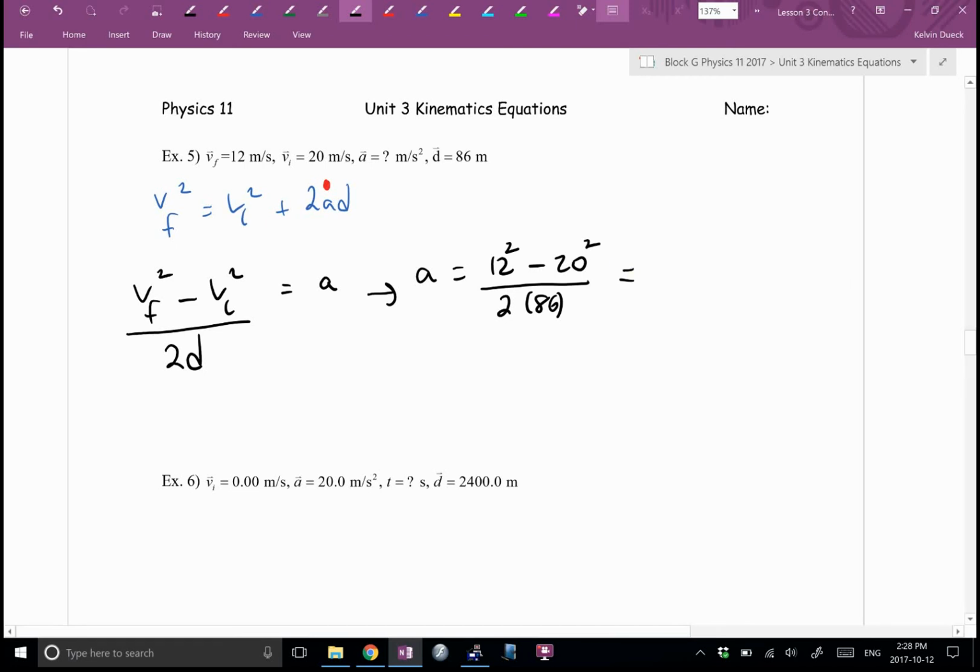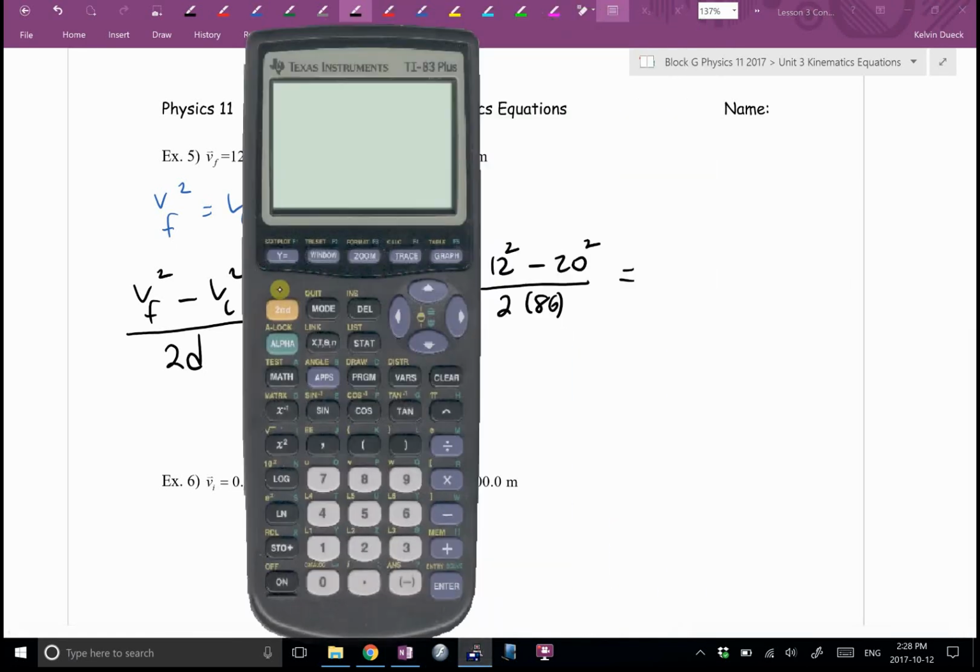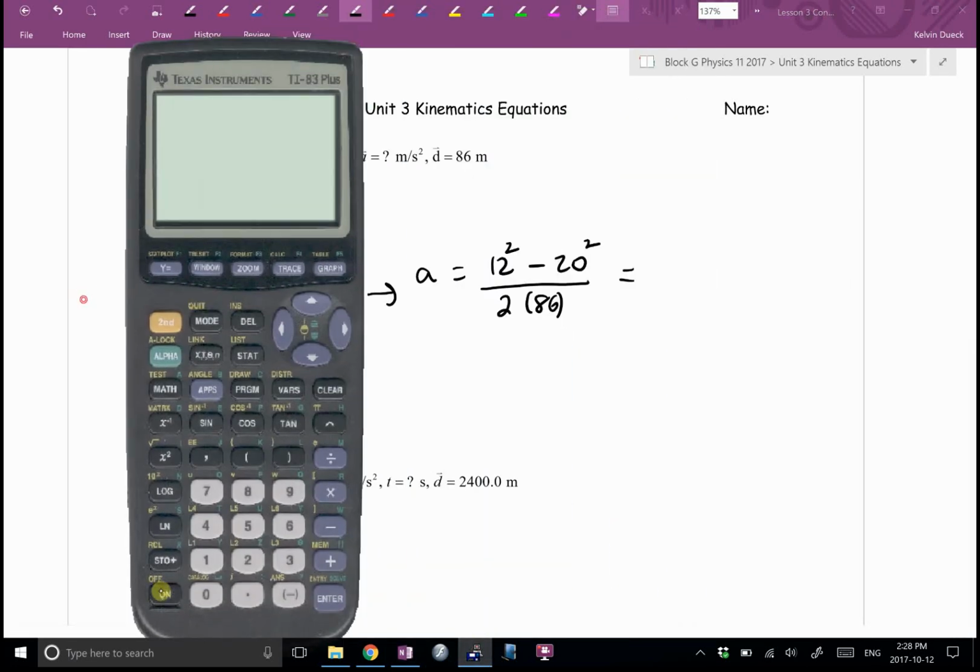Evan, my friend, this is a fraction. Is there more than one thing on the top? Yeah. So there's going to be a great big bracket around the top. Bracket, 12 squared button, take away 20 squared button, close off the top. Divided by. Is there more than one thing on the bottom? Yeah. Bracket around the bottom. 2 times 86, close off the bracket. And I get a negative acceleration of negative 1.4883. You know what? I'll call it negative 1.5. I'll go to 2 sig figs here.